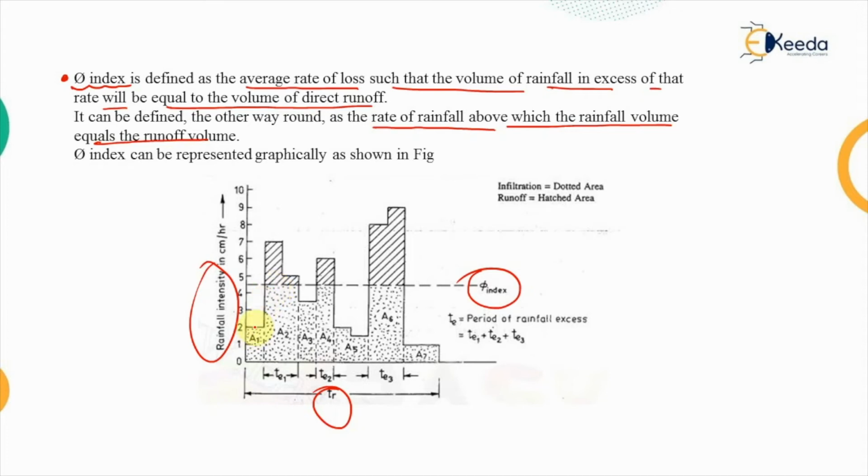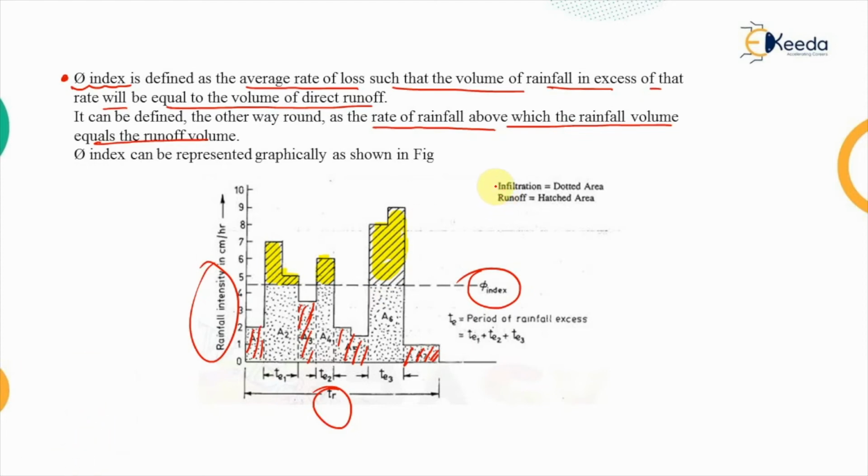So any bar that is below this phi index will be contributing completely towards the infiltration. The bars that I am highlighting represent that the total infiltration is equal to the total precipitation, while in the rest of the bars there is a certain portion which is above the phi index. That is representing the rainfall axis.